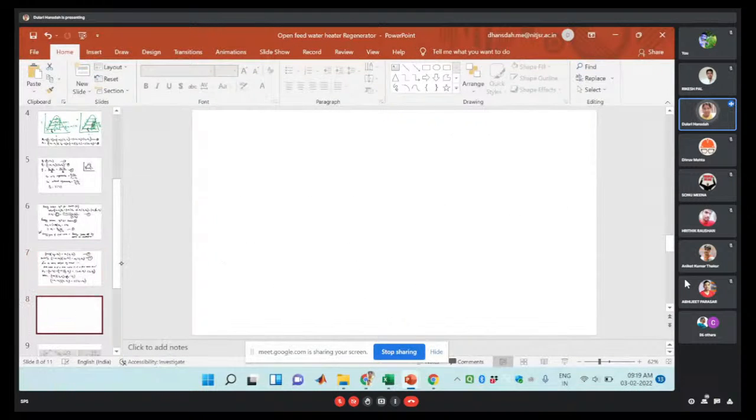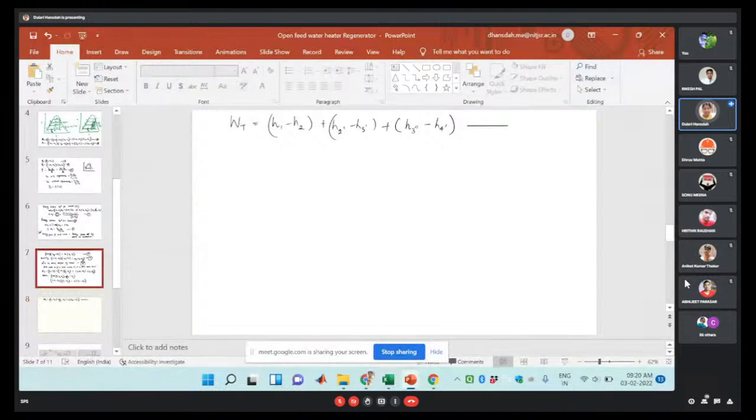Then your turbine work will become wt is equal to h1 minus h2 plus h2 dash minus h3 dash plus here that will be the h3 double dash minus h4 dash, right? So this will be our turbine work. So let us give the name.